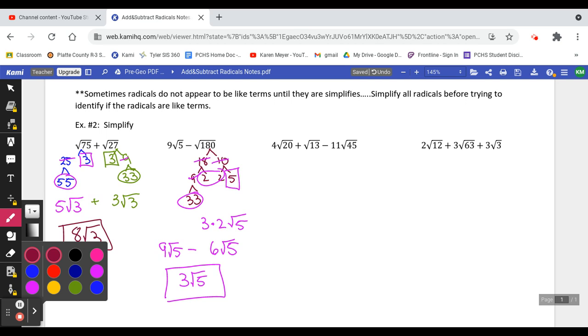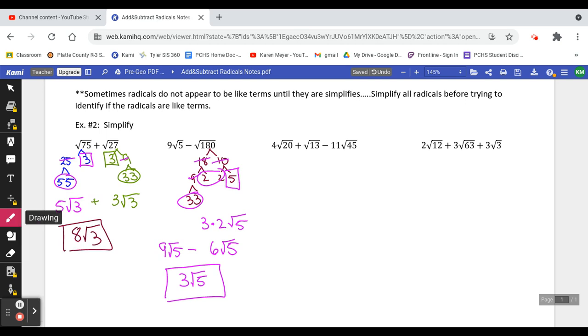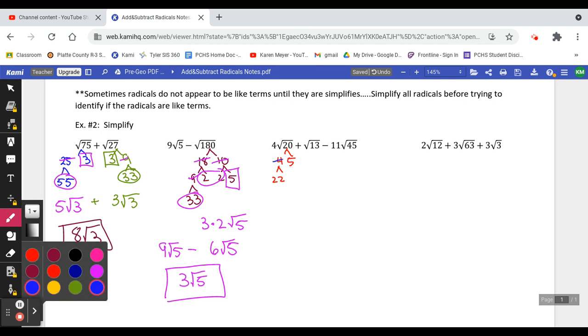Okay, next one. 20. Let's break down 20. 20 can go to 4 and 5. 4 goes to 2 and 2. Got a group of 2s and a leftover 5. Don't forget I got a 4 in front, so we're looking at 4 times 2 square root of 5, which is 8 square root of 5.